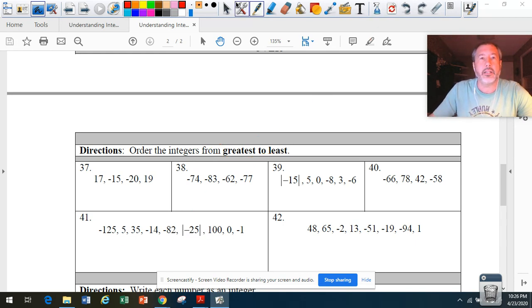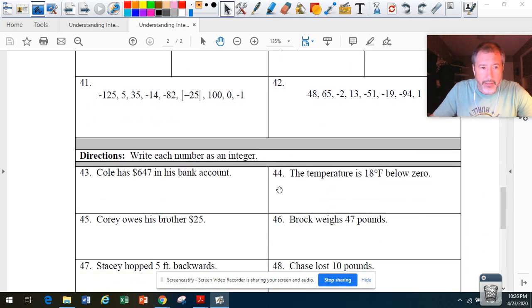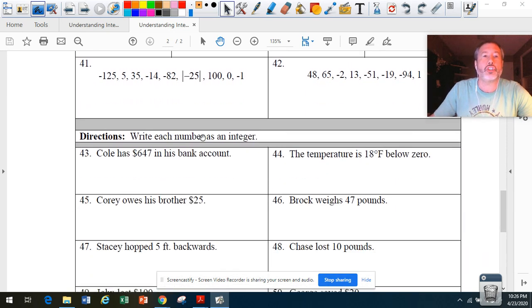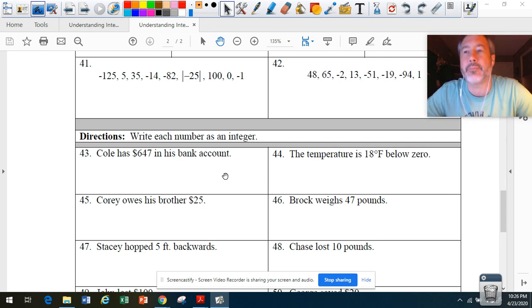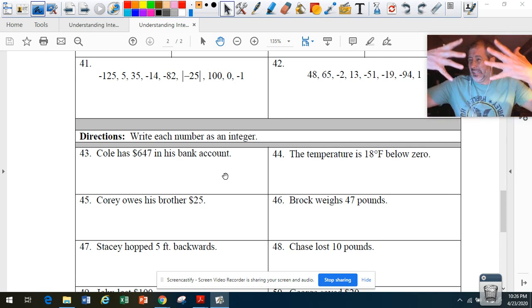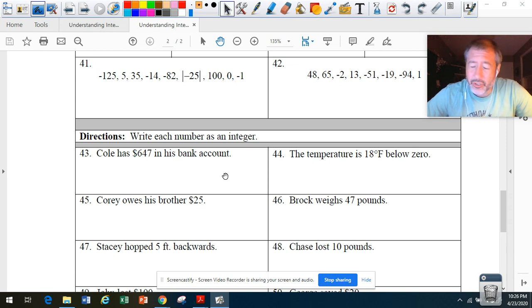Okay, let's continue on down and see what else we have here. Write each number as an integer. What does that mean? That means, hey, Cole has $647 in his bank account. Is that below 0 or above 0? Well, guess what? It's above. So you could write plus $647 or just $647. You can go with that. Remember, if you're dealing with below, put the negative in front.